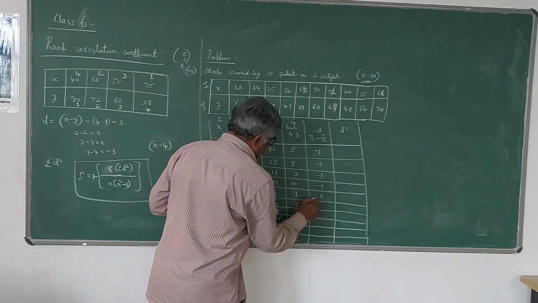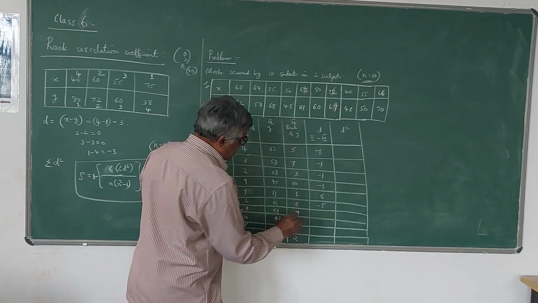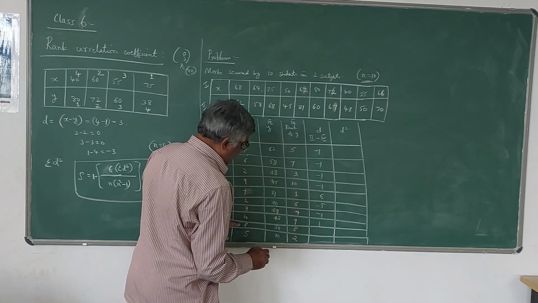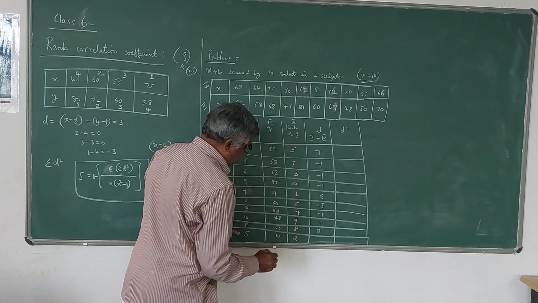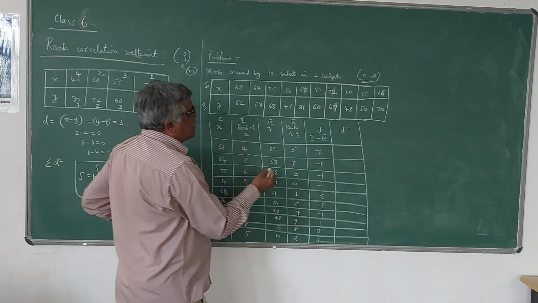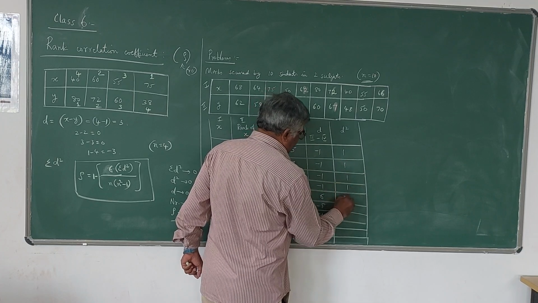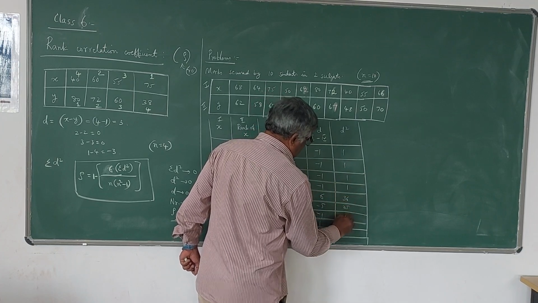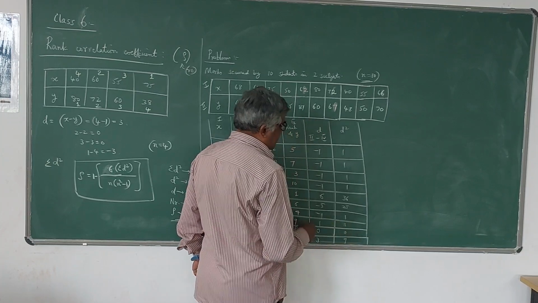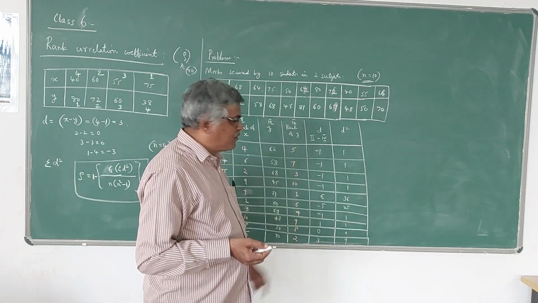7 minus 1 is 6. Then 1 minus 6 is minus 5. Then 3 minus 4 is minus 1. 10 minus 9 is 1. 8 minus 8 is 0. 5 minus 2 is 3. So these are the D values. You have to square them. So minus 1 square is 1. This is also 1, 36, 25, 1, 0, 9. This is D square. All the D square values will be positive, because even if it is negative, when you square it, it becomes positive.